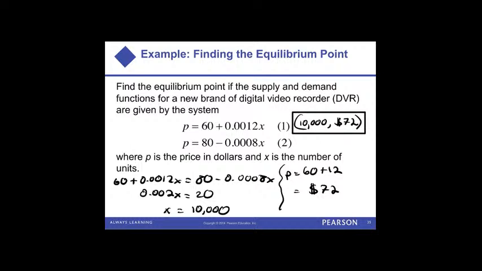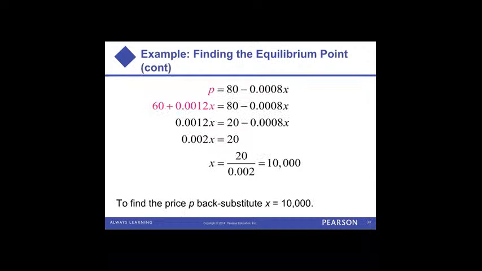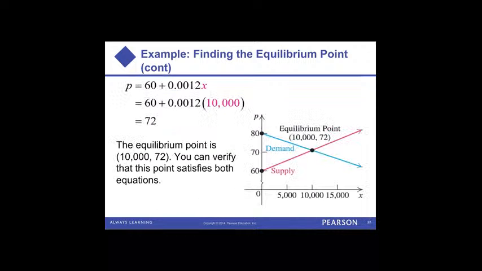Okay. And then I think we have a typed version of what we just did. You see it here. I got x equals 10,000. And then when x is 10,000, the price should be $72. And this point should satisfy both equations. Okay. And with that, that concludes the last of the new material. We have about 5 minutes left on the clock for us to finish at the same time.